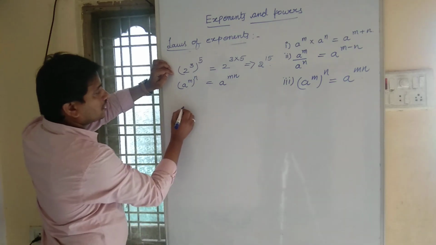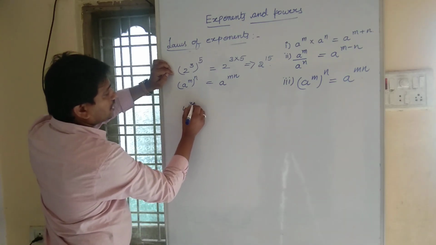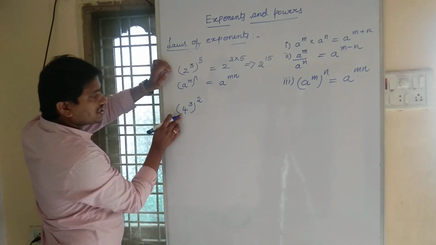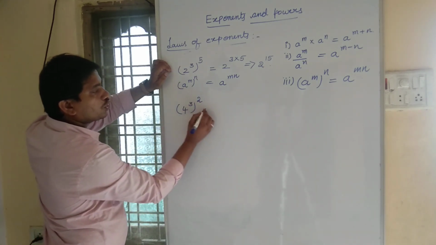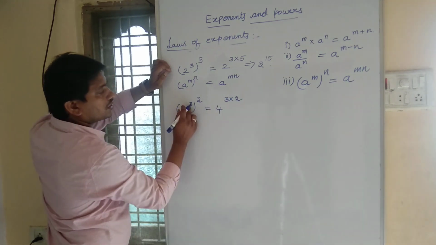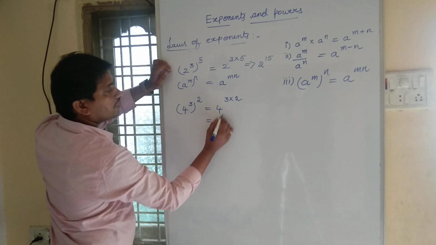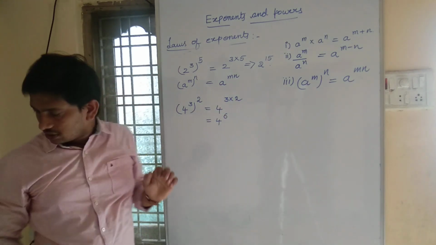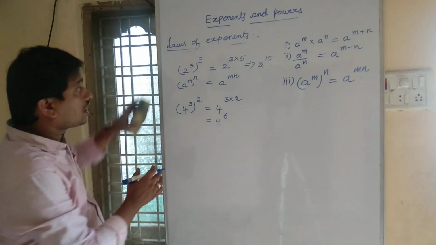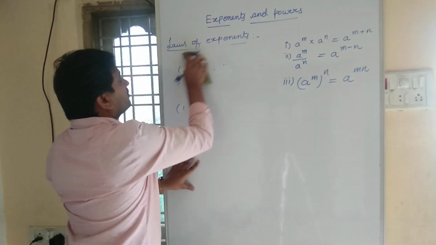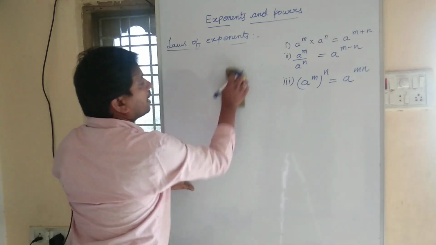For example, 4 power 3 whole to the power 2. Again, it is in the form of a power m whole to the power n, I mean a power m into n. 3 into 2, 4 power 3 into 2. 3 into 2 is 6. Students, you understood what is the third law of exponent? That is a power m whole to the power n, which is equal to a power m into n.